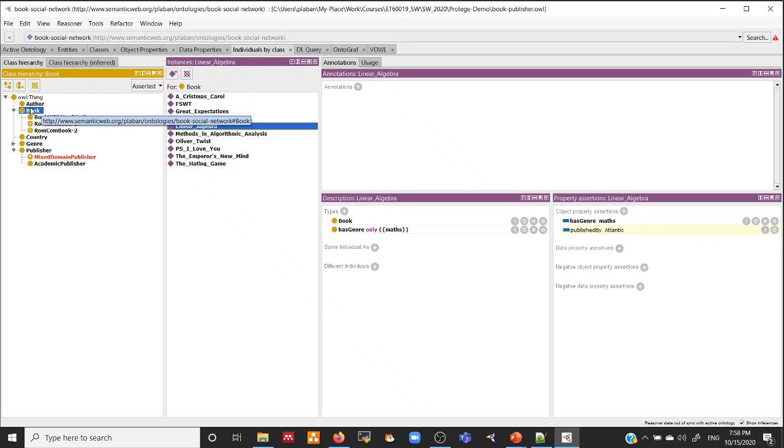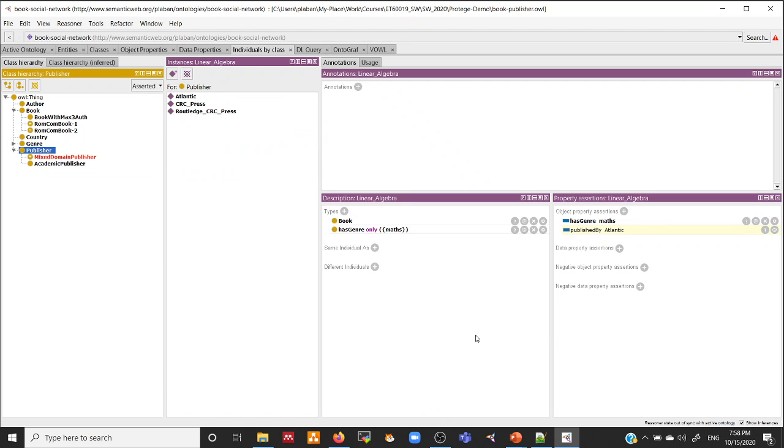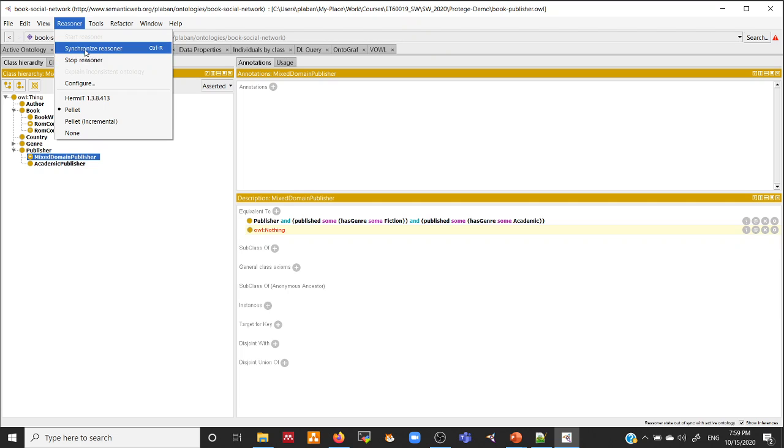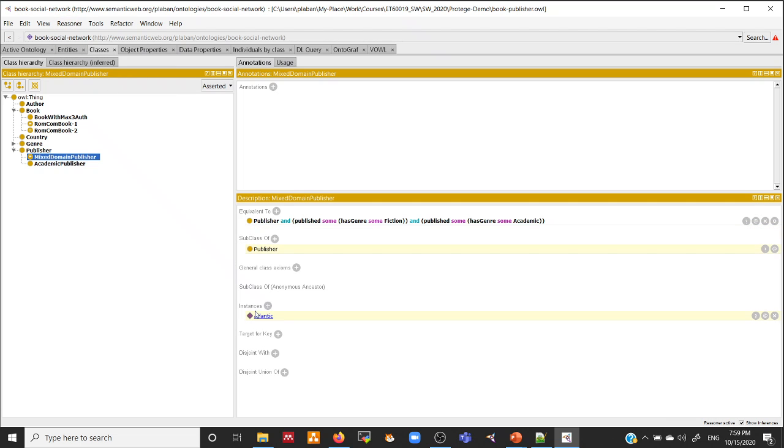So this is a case where we have this publisher, Atlantic, which has published two books: one is Great Expectations, the other is Linear Algebra. Great Expectations belongs to the fiction domain and Linear Algebra belongs to the academic domain. With this, we should expect Atlantic to belong to the mixed domain publisher, right? So let us select mixed domain publisher and then synchronize the reasoner, and you can see that Atlantic is coming under this mixed domain publisher, right?